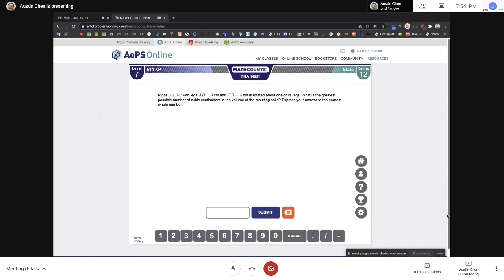Right triangle ABC with legs AB is 3 and CB is 4 is rotated about one of its legs. What is the greatest possible number of cubic centimeters in the volume of the resulting solid? Express your answer to the nearest whole number.